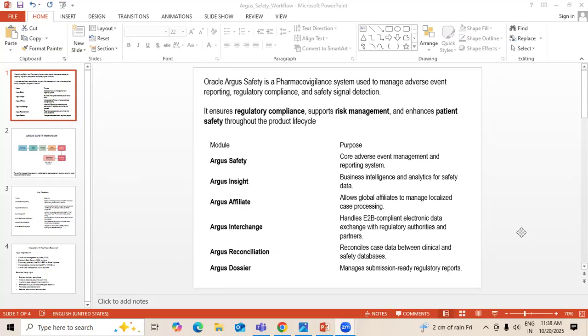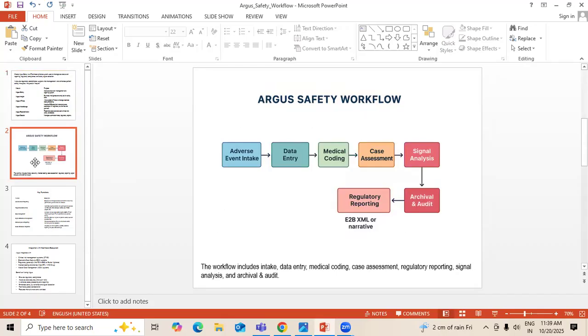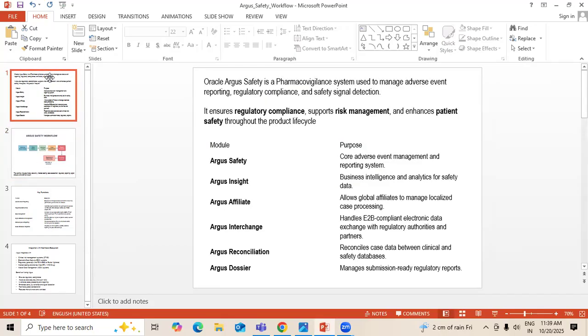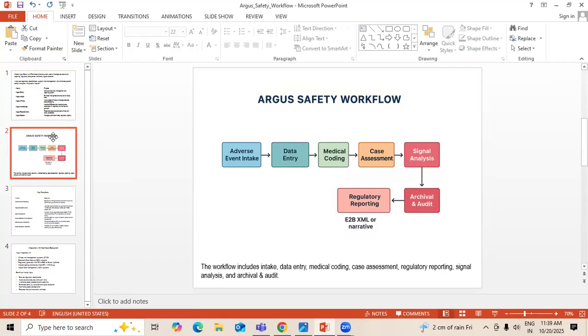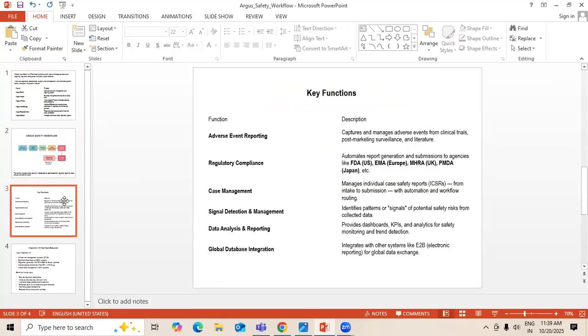It is not the case that all the modules' expertise will be there for an individual. It may vary, depending on the expertise they have. This is the overall understanding of the modules. As for the Argus Safety workflow, this can be explained in the coming time. But before that, I'm going to explain what the key functions are.